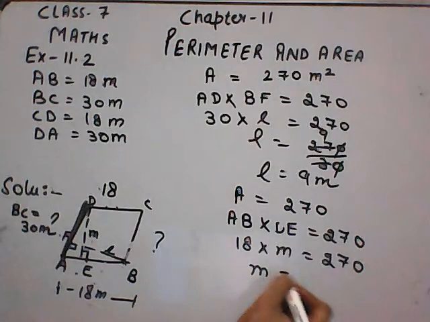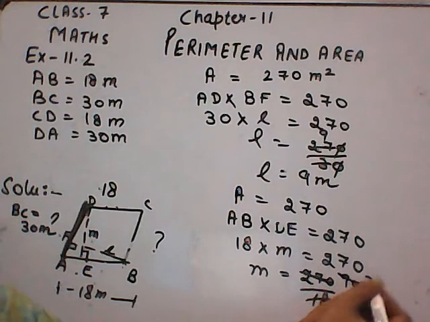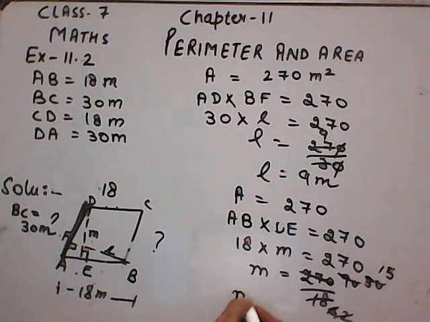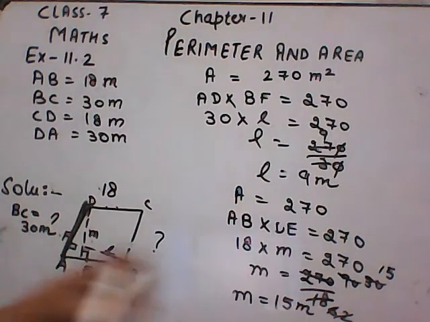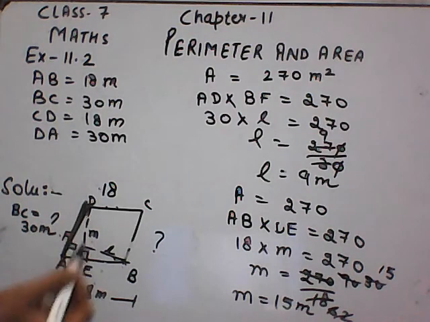Now M is equal to 270 divided by 18. 3 sixes are 18, 3 nines are 27, 3 twos are 6, 3 threes are 0, 2 ones are 2, 2 fives are 10. Here M is 15 meter. In this way, we can find the length of the altitude L and the length of the altitude M.